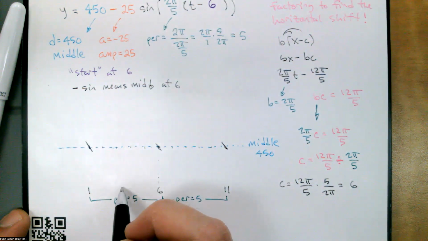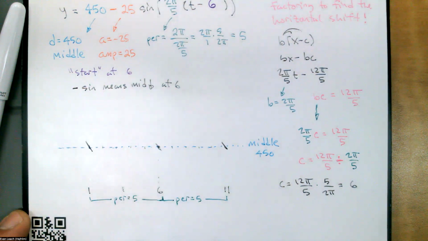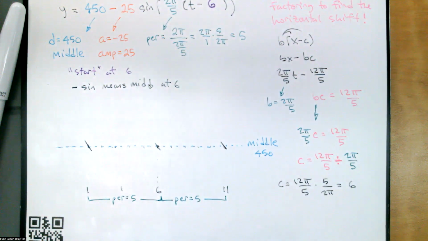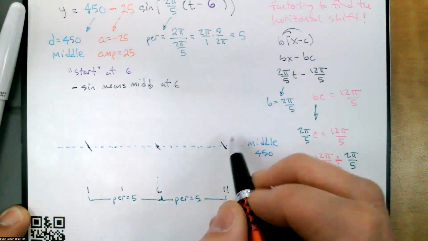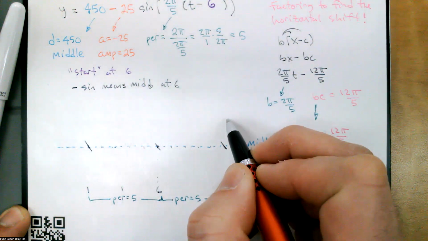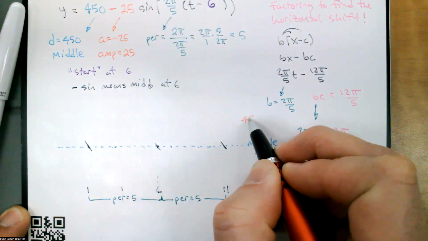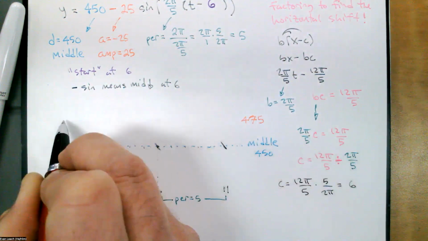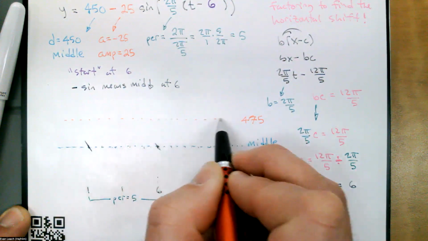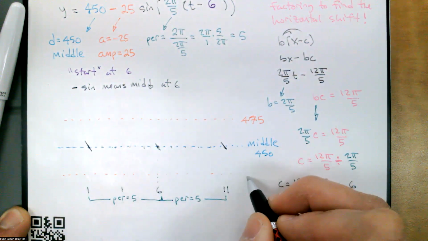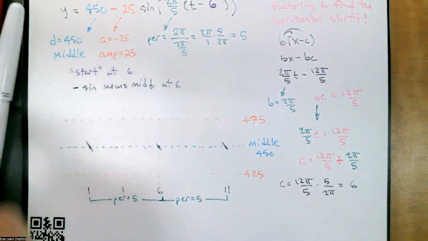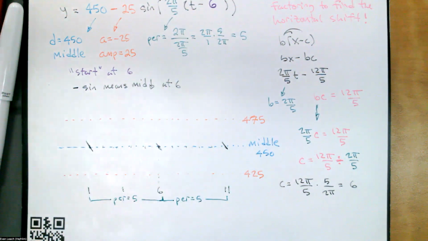I know that halfway between 1 and 6. Well, actually, let's do top and bottom. We know that the distance from the middle to the top is 25. So from 450, that means the top is going to be at 475. So we do plus 25. The top is going to be 475. And the bottom will be at 425. Because the amplitude is the distance from the middle to the top and the middle to the bottom.